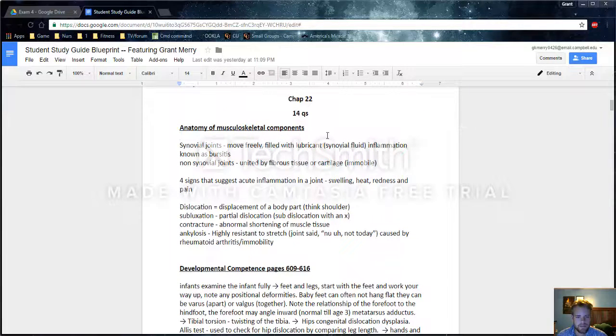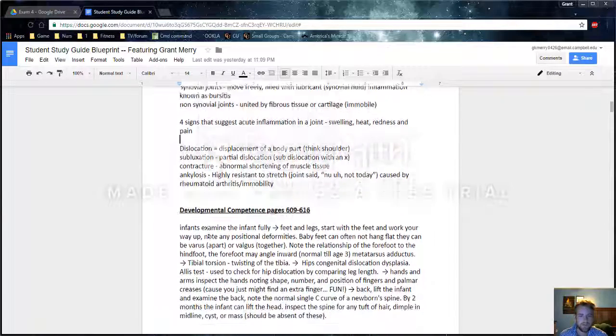Anatomy of the musculoskeletal system. So synovial joints, they move freely, filled with lubricant known as synovial fluid. Inflammation is known as bursitis. Non-synovial joints are united by fibrous tissue or cartilage. So think of, with synovial joints, they're going to be your typical shoulder, elbow, knee, ankle, things you normally use. Whereas non-synovial joints will be other joints.